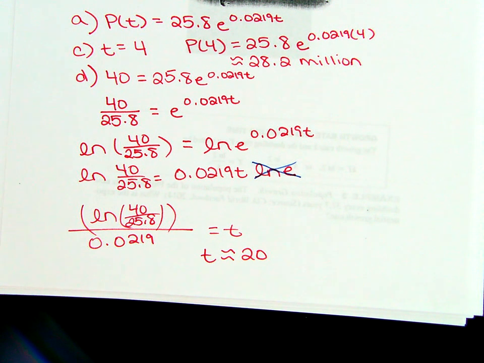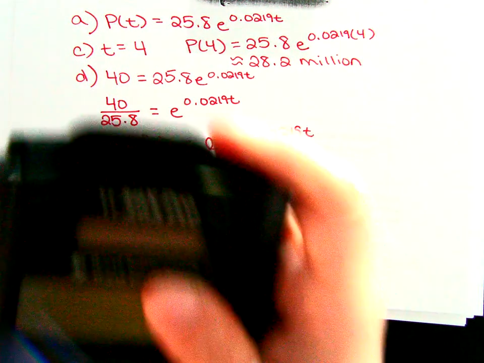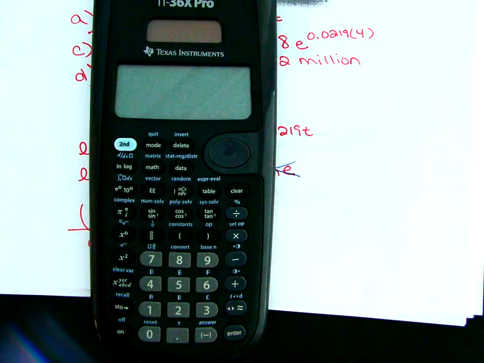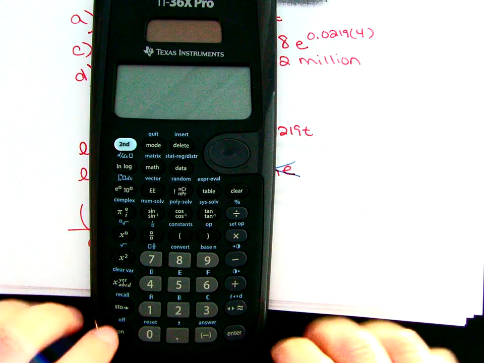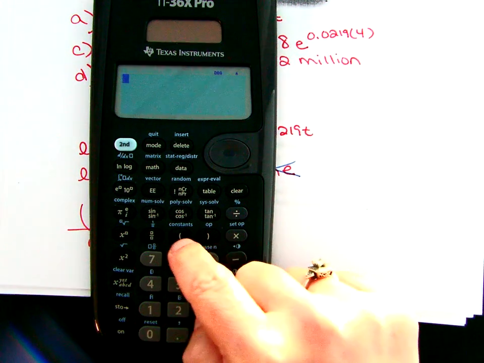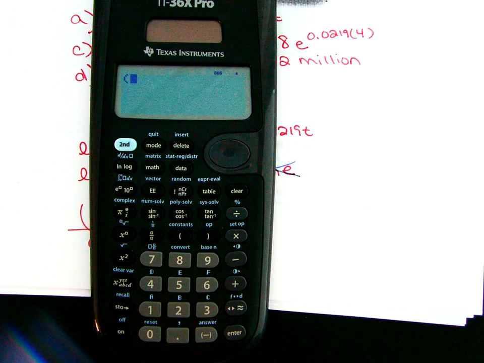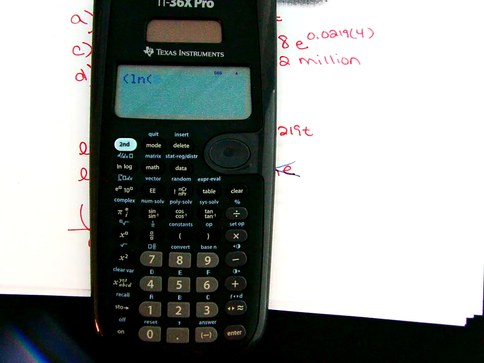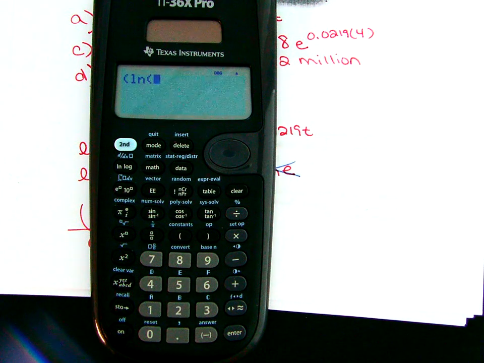Let me get it. Do you have the 36X Pro? There's a 36X 2S. Okay. Probably pretty much the same thing. Let's turn it on. Let's see. I'm going to start with a set of parentheses. Where's my ln? Right there. ln. Do you have an ln? Mm-hmm. Okay.